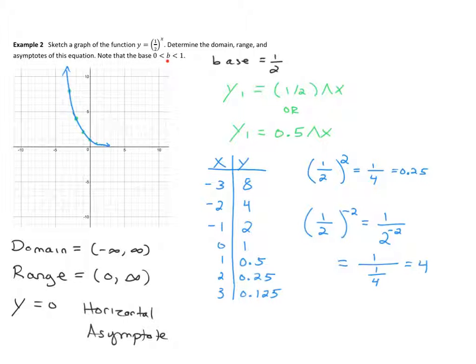The takeaway here is if you have a base that's between 0 and 1, the graph is going to decrease. Whereas if the base was bigger than 1, the graph is going to increase. So you can observe this completely by graphing this in your calculator, but it's something to point out that there are two cases to consider. Here we have a base between 0 and 1, the graph decreases. In the previous example, the base was bigger than 1, so the graph increased.